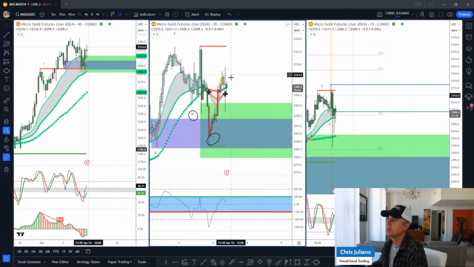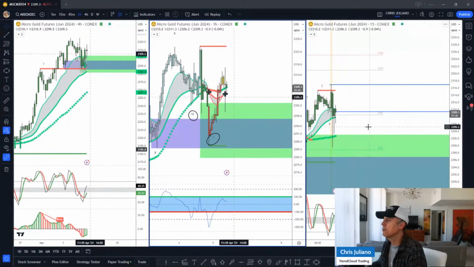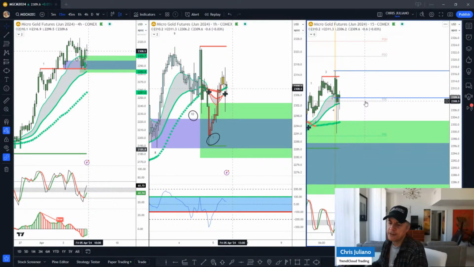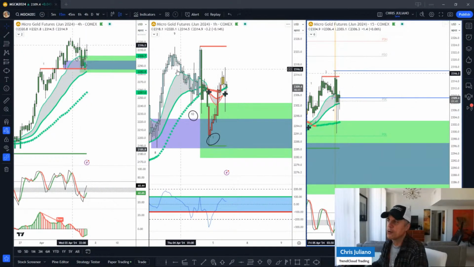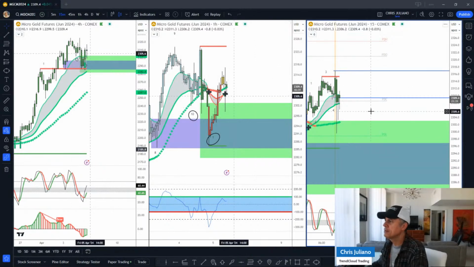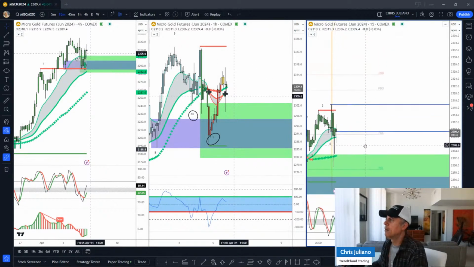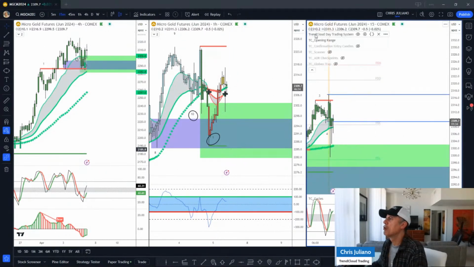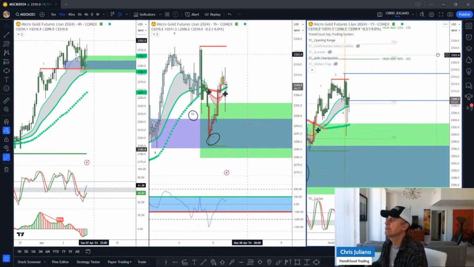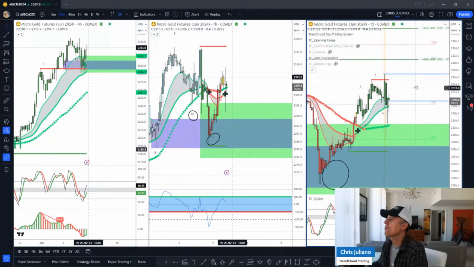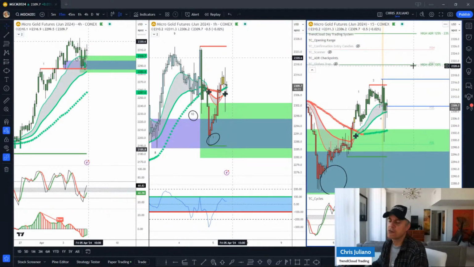So yeah, and look at these rejection candles here. So where do we get in on this, right? Being that we're seeing this early, where are those ADR checkpoints? Pretty close, right? As soon as we break out to the upside here on gold, we're going to be hitting that ADR checkpoint.